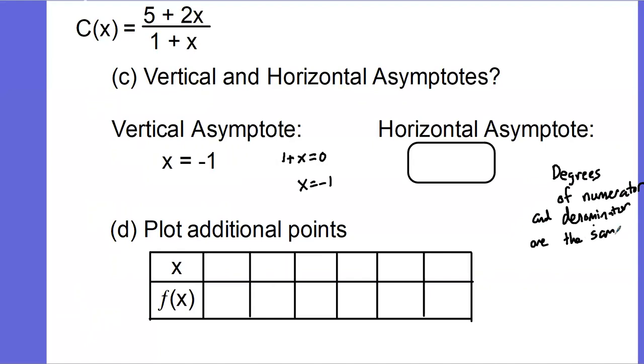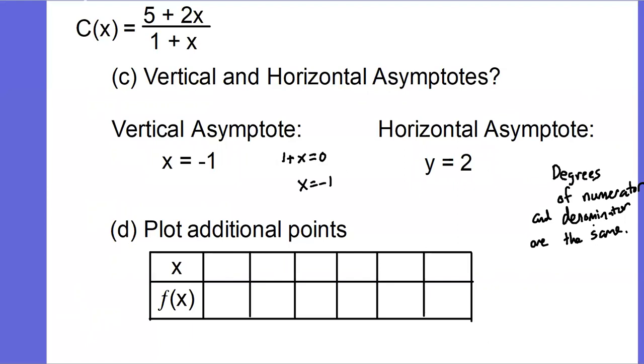So take the ratio of your leading coefficients. Leading coefficient up here is 2. Down here it's 1. 2 over 1 is just 2. So we have a horizontal asymptote at y equals 2. The only thing left is to create our sketch.